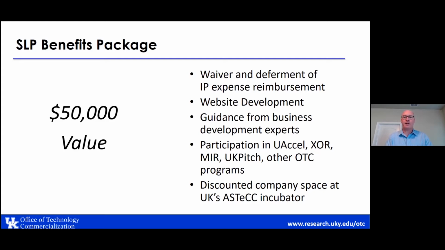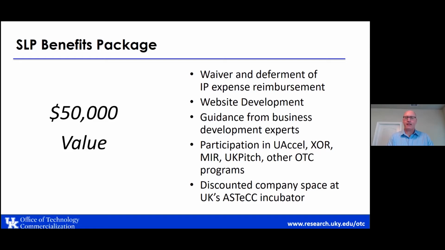UK Pitch is an opportunity for you to travel perhaps to a conference of some kind, a commercialization focused conference where you can present your technology, and the first $1,000 of your travel expenses will be covered under the UK Pitch program. And then there's a host of other OTC programs as well. This is just the beginning of the types of programs and opportunities that are available.